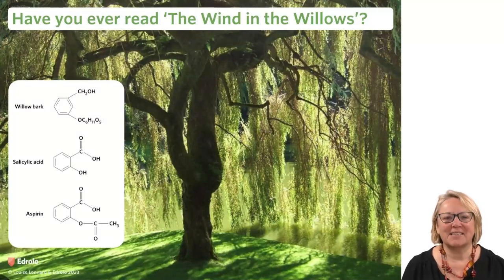Welcome back. In this set of lessons, we're looking at medicinal chemistry. When you're a child, you might have heard of the story The Wind in the Willows. You might have read that. Well, willows are a type of tree. They're not indigenous to Australia. They're, I think, an English tree, but they've got many uses, including making cricket bats out of the wood.